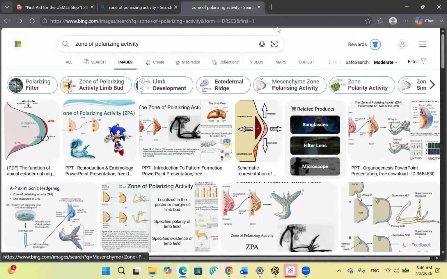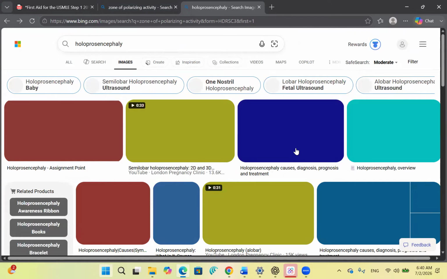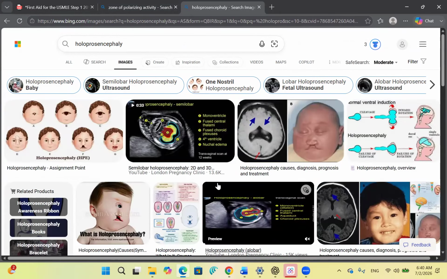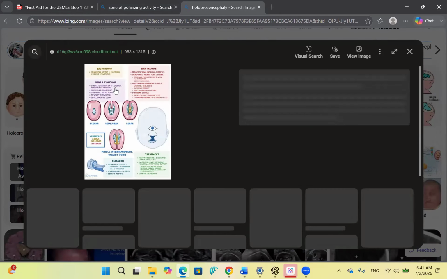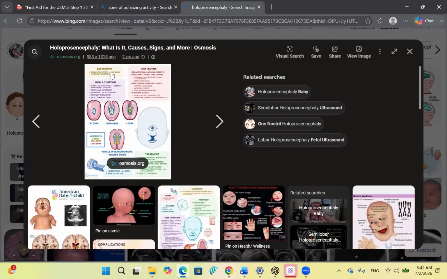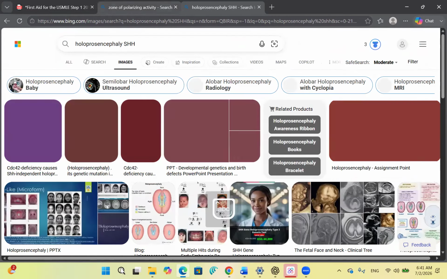All right. And then we have to search holoprosencephaly. It says holoprosencephaly is a congenital defect of forebrain and midline structures. Okay, so forebrain and midline structures. And I'm supposing that holoprosencephaly is associated with CNS and sonic hedgehog.